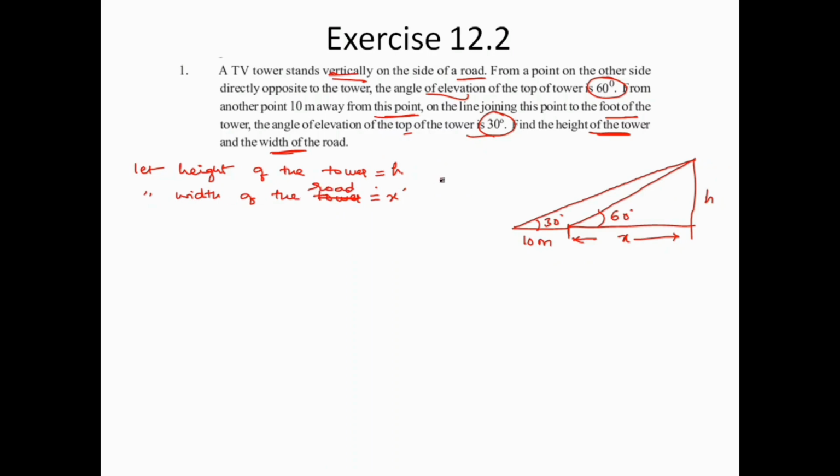And also we are given that the distance between them is 10 meters, and the angles of elevation are how much? 60 degrees and 30 degrees. I hope this is clear up to here, right? So from the figure, what can be interpreted?